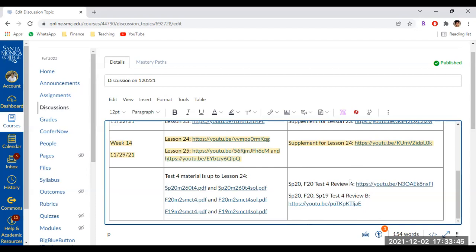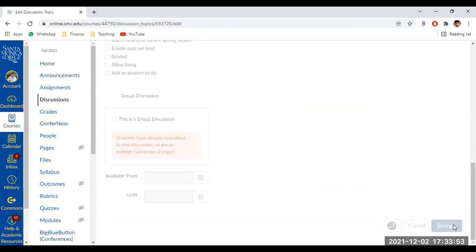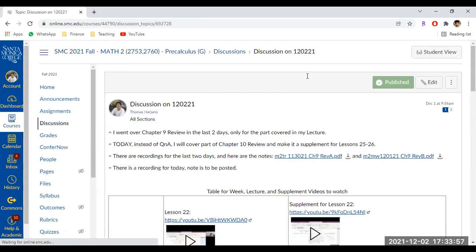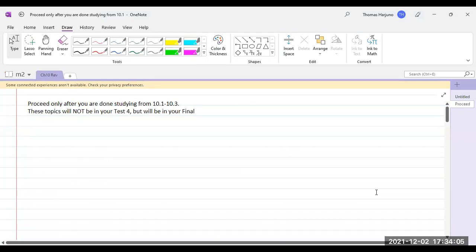Now, conic sections, chapter 10.1 to 10.3, will not be in your test 4, but it will be in your final. Okay, let me just start. Let me save this first, and then we go to our notes. Again, proceed only after you are done studying 10.1 to 10.3. Those are in lessons 25 and 26. These topics will not be in your test 4, but they will be in your final.